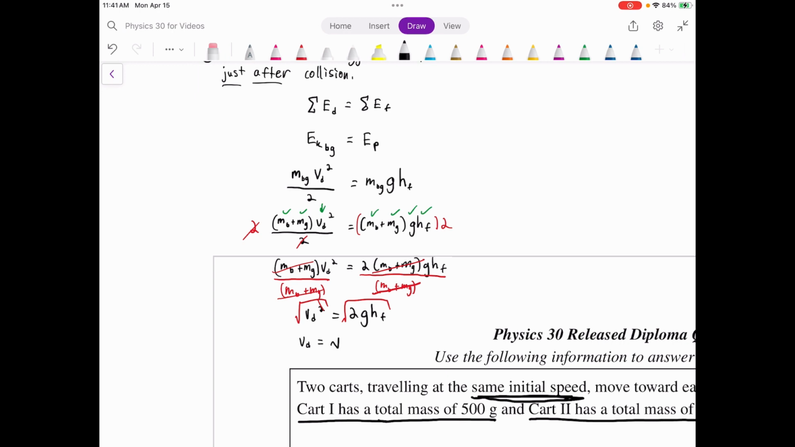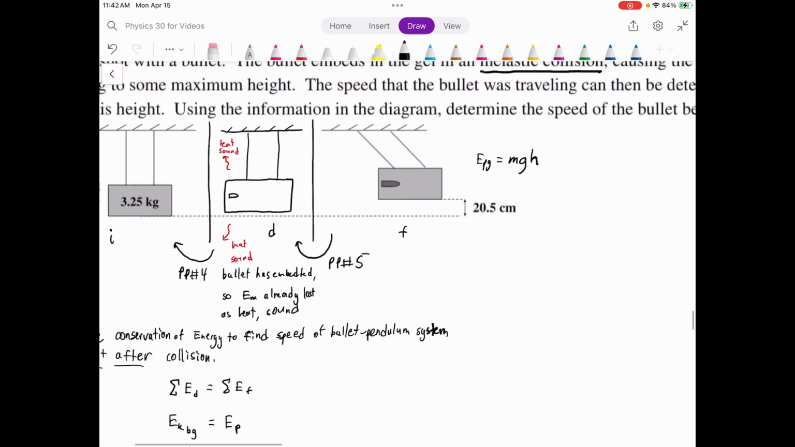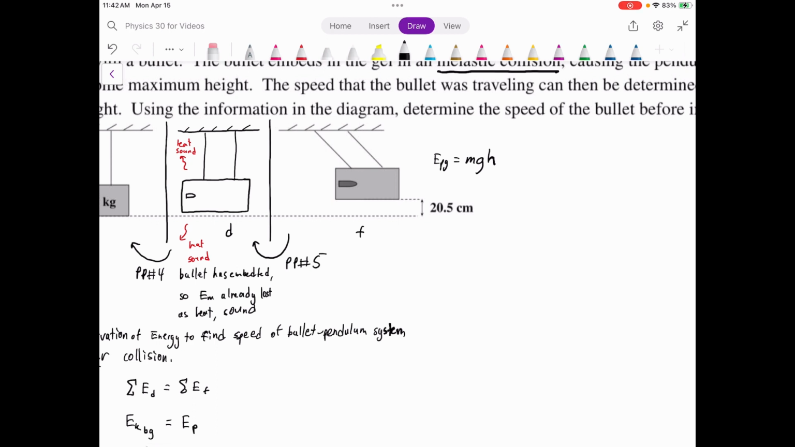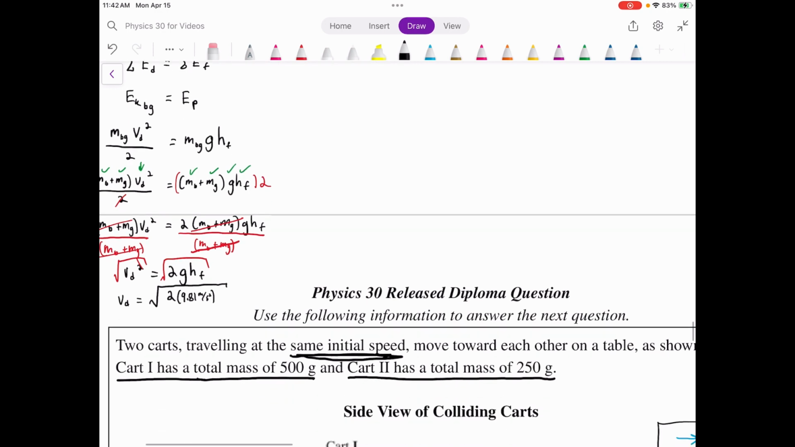We get that the speed of the system in the moment just after impact would be the square root of 2 times g, which is 9.81 meters per second squared, times the final height they reached, which is 20.5 centimeters. Be careful. Reminder that the conversions are on the back of your formula sheet. A centimeter is 1/100th of a meter, or there are 100 centimeters in 1 meter. So we're going to divide by 100 to get that this is 0.205 meters. Want to make sure we're in standard units.